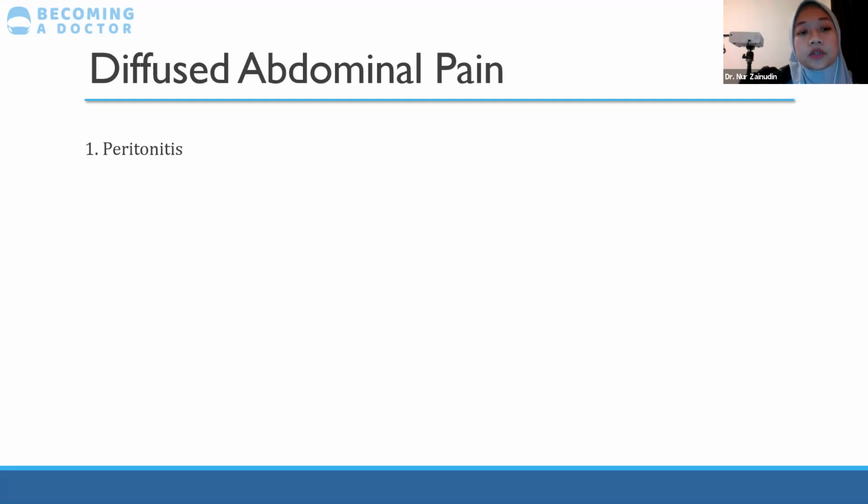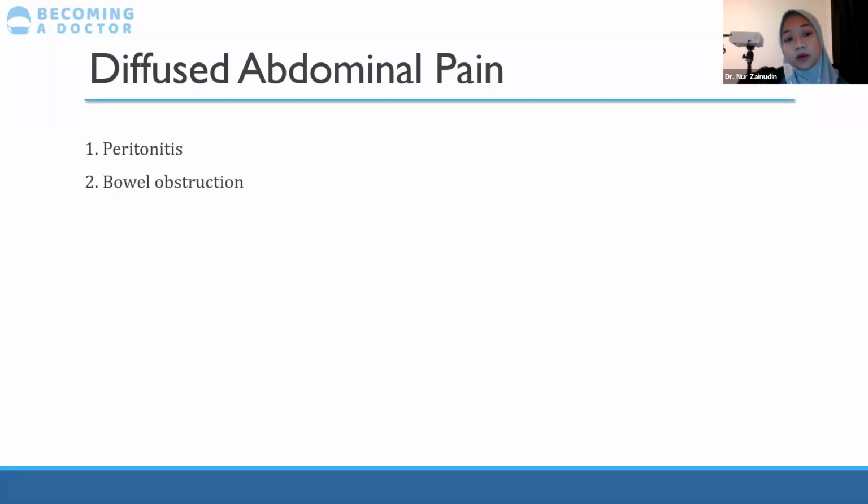Also, it's really important with peritonitis to take note of the preceding history. So if they told you about a week ago they had this pain in the epigastric region and now it's just all over the abdomen, then you might think about a perforated peptic ulcer.